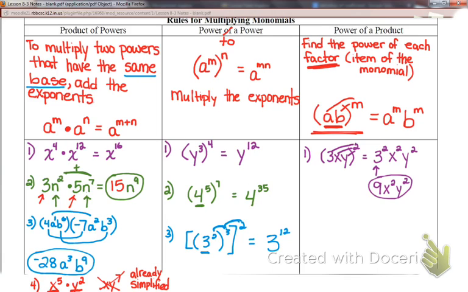Okay, our second example with this is we have a negative 2 x to the third y to the fifth, close the parentheses, that's your product. You're taking it to the power of, let's go to the power of 3.